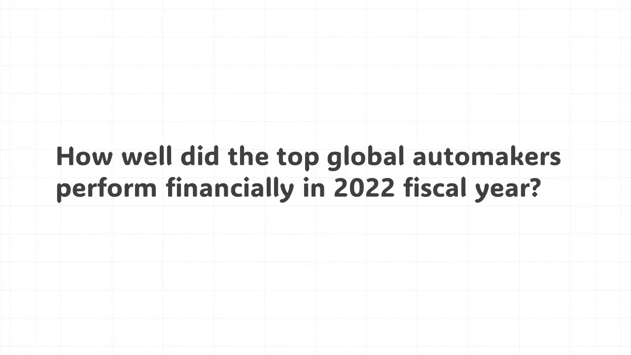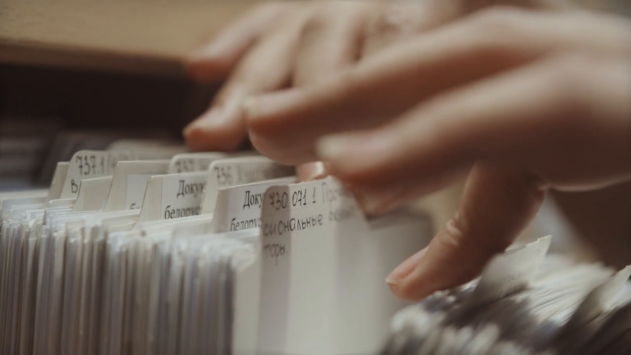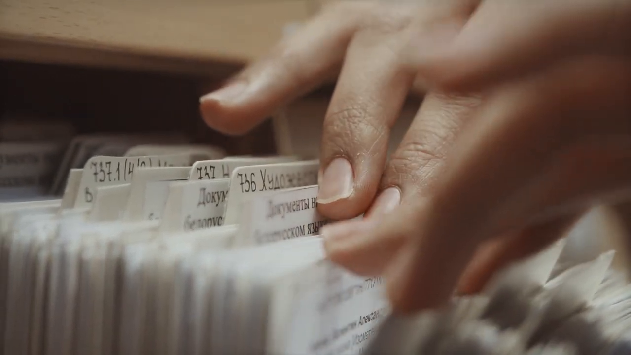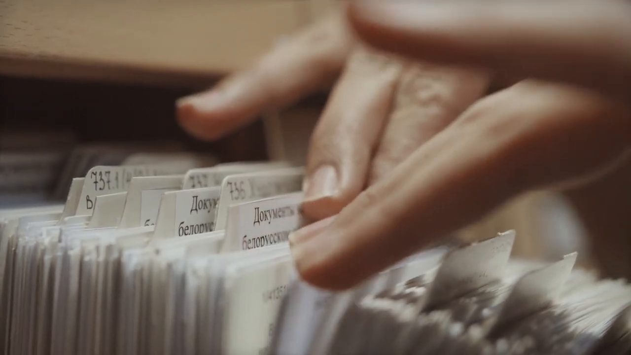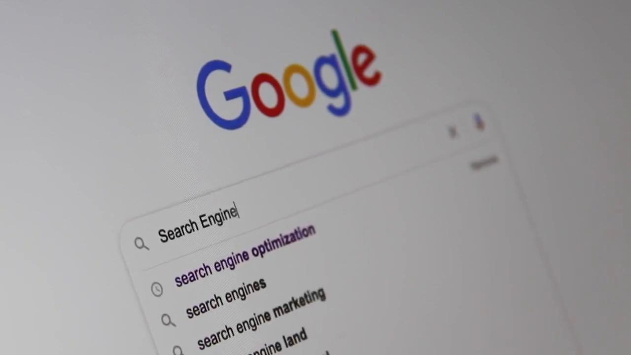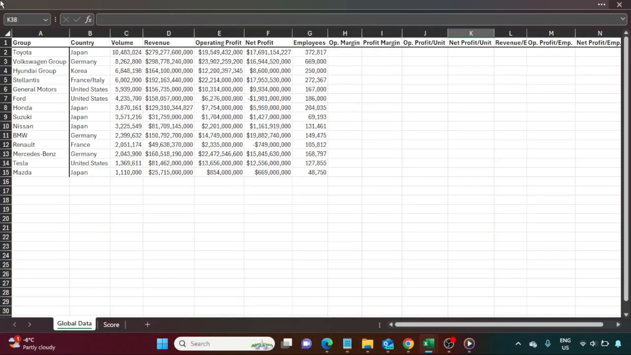For step one, the question I want answered is how well the top global automakers performed financially in the 2022 fiscal year. To answer this question, I need to know the sales volume and workforce of each automaker, as well as their revenue, operating profits, and net profits. For step two, I determined that the best place to get the relevant data is from each automaker's financial statements and disclosure reports for the 2022 fiscal year, which are readily available online. I then inputted the collected data into an Excel spreadsheet with appropriate headings.